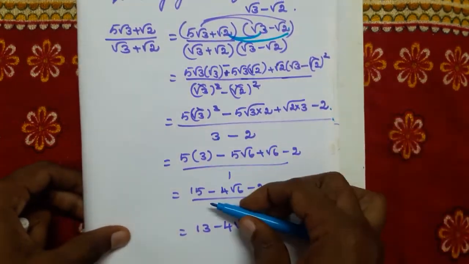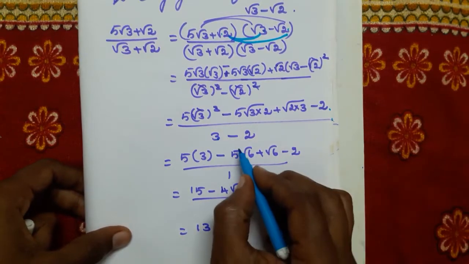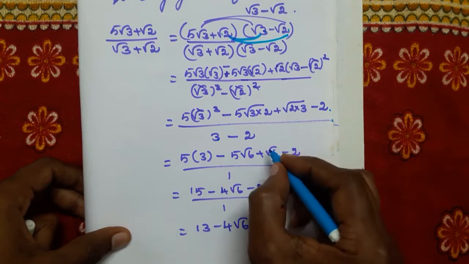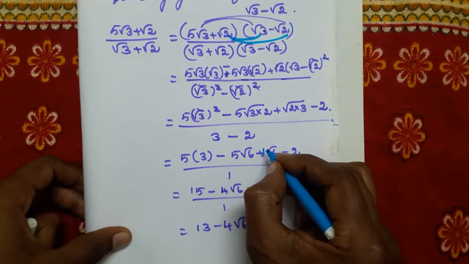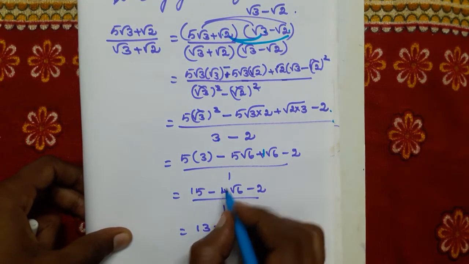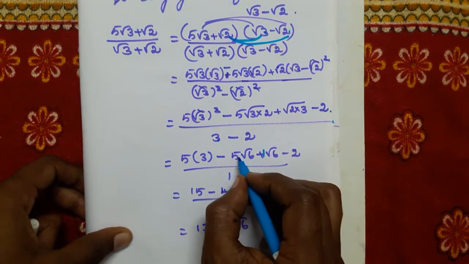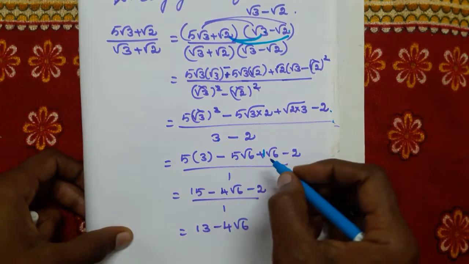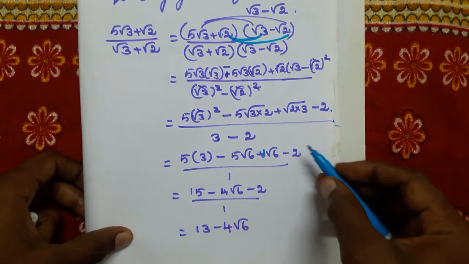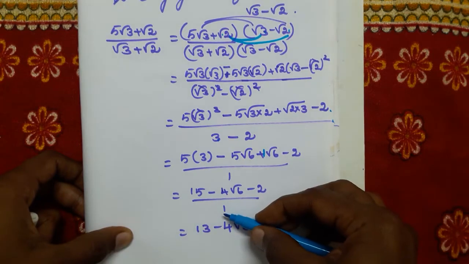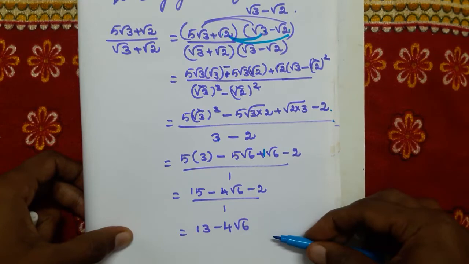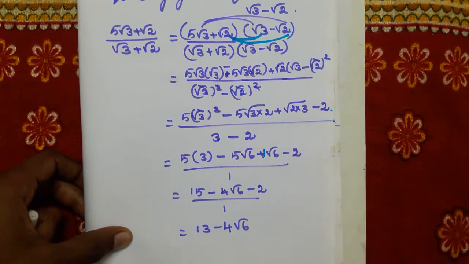5 3s are 15. Next, here minus 5 root 6 plus root 6. Here what's the coefficient? 1 is the coefficient. Minus 5 plus 1 means minus 4. Okay, you only have to add the coefficient. So, minus 5 plus 1 means minus 4 root 6, minus 2 by 1. It's equal to 15 minus 2, 13 minus 4 root 6 is the answer.